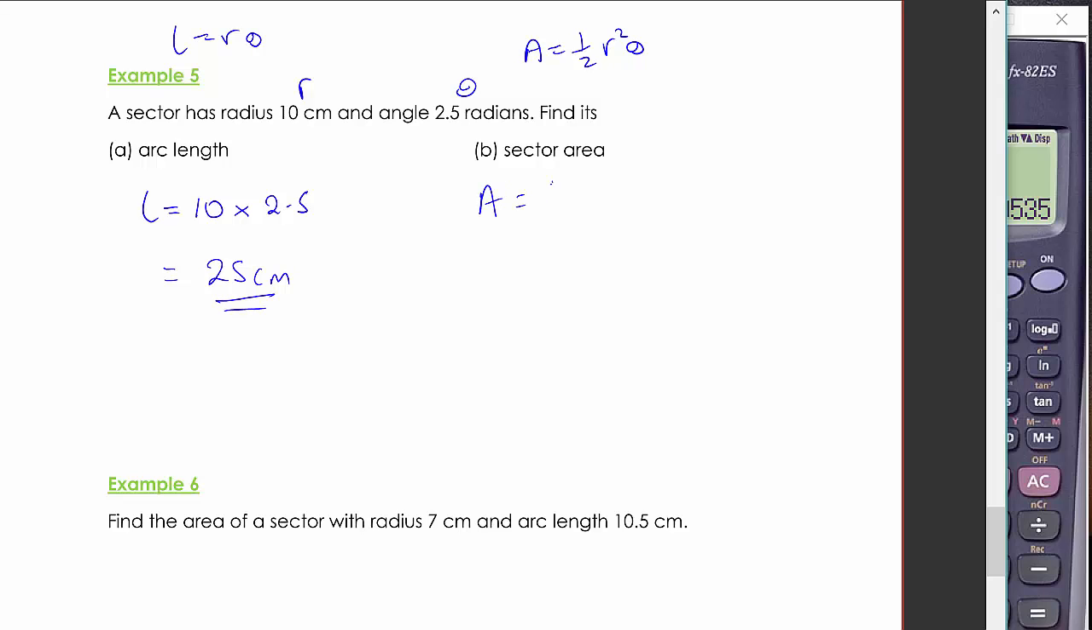And the area is going to be a half multiplied by r squared multiplied by 2.5. So that's a half times 100 times 2.5. So that is 125 square centimeters.